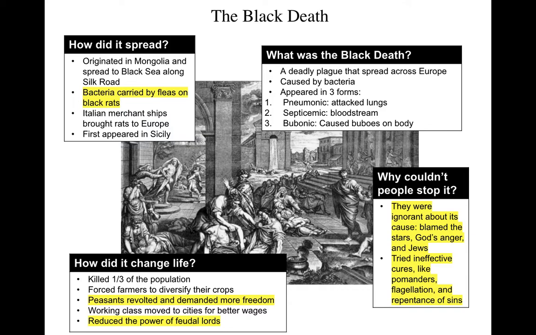So how did it change life? It killed about 1/3 of the population, somewhere between 1/3 to 2/3-ish. It did force farmers to diversify their crops. Some farmers would grow one thing, and then they would trade with other farmers. But what ended up happening is trade declined, so they stopped doing that. So they started to grow different types of things. Peasants are going to revolt and demand more freedom, so we see the end of serfdom, and the working class moved to cities for better wages. Remember we talked about the rise of cities, so there's more opportunity there for work, and it reduced the power of feudal lords, and many of those feudal lords had to free their serfs.